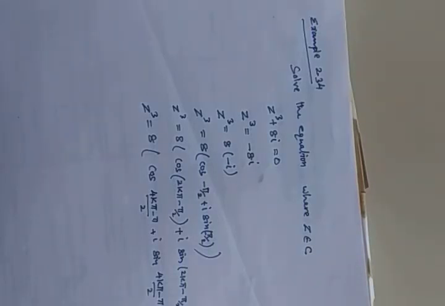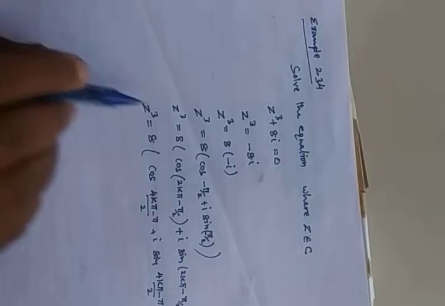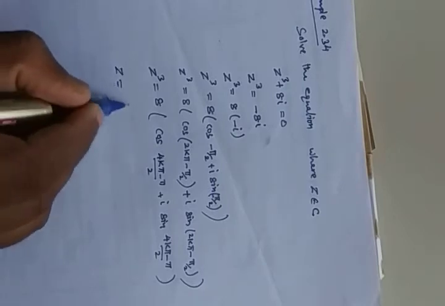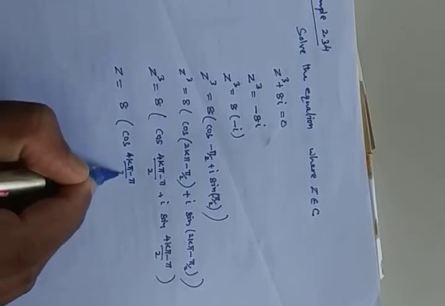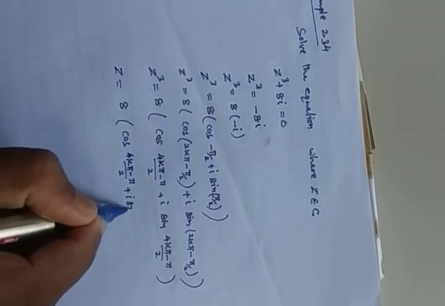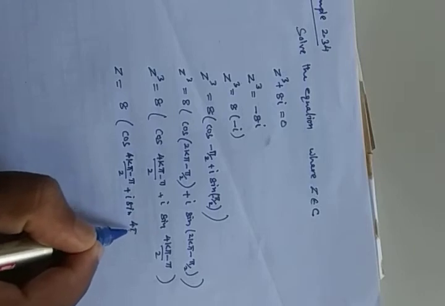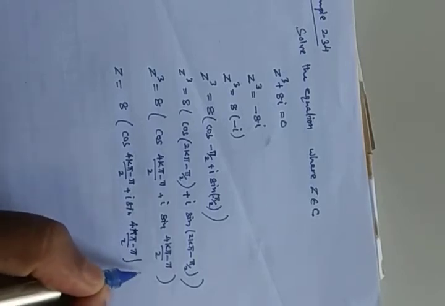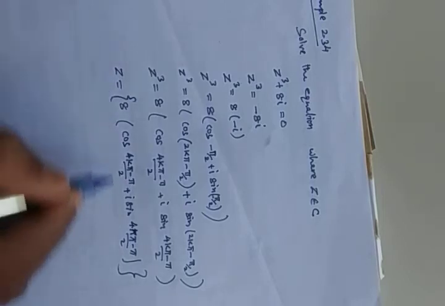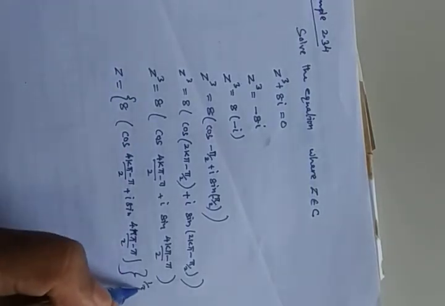Now we need to bring this 3 to that side. If you are bringing 3 to that side, z equals the same 8 cos of 4k pi minus pi by 2 plus i sin of 4k pi minus pi by 2, and the entire power will come 1 by 3, as the 3 is on that side now.